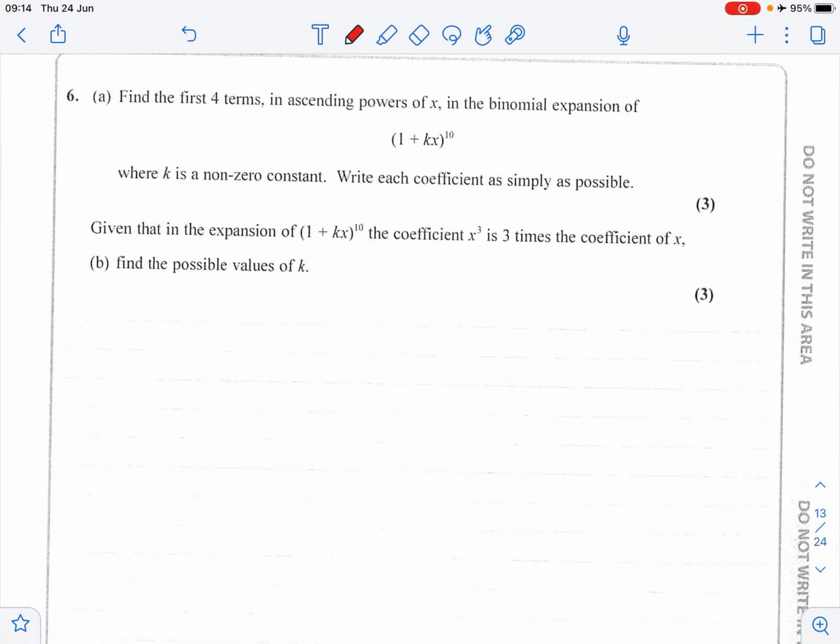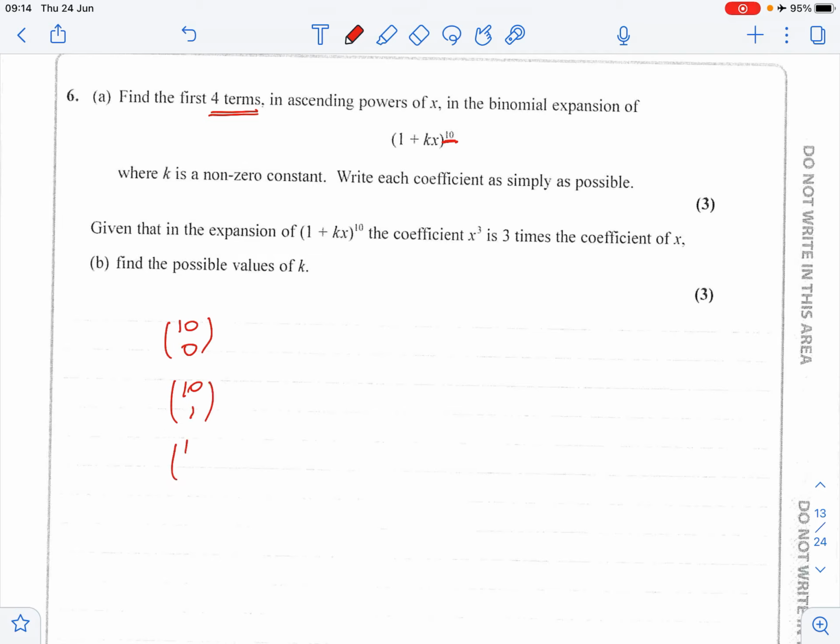Find the first four terms in ascending power of x. So remember the step, so we need to write our binomial coefficient, and we're only writing for the first four terms. And how we write our binomial coefficient is that we look at our power, which is 10. So its first term would be 10C0.